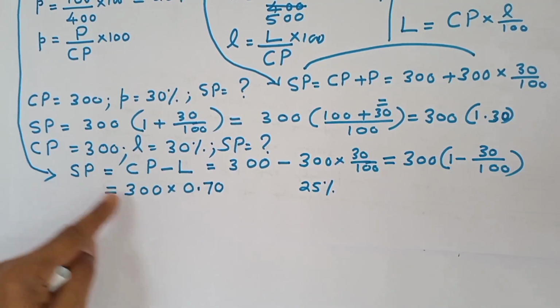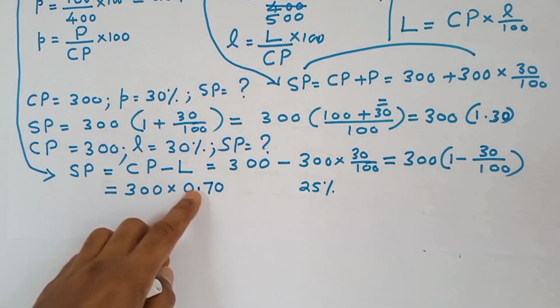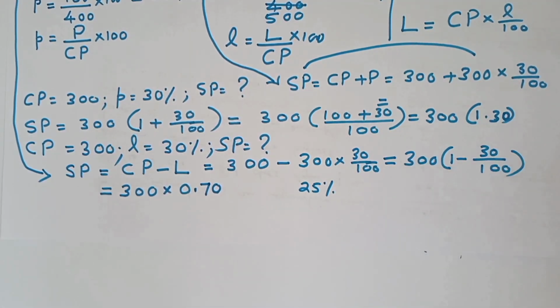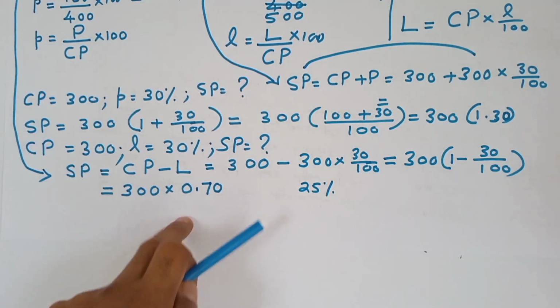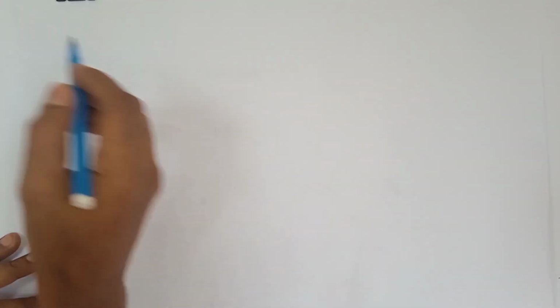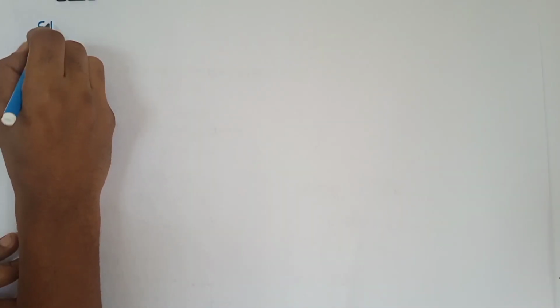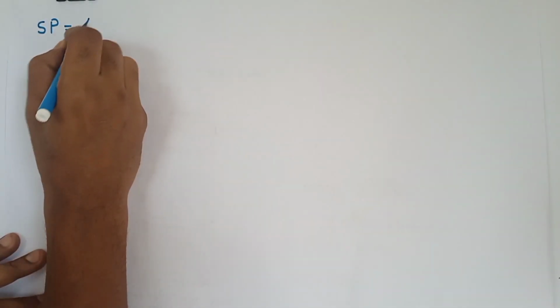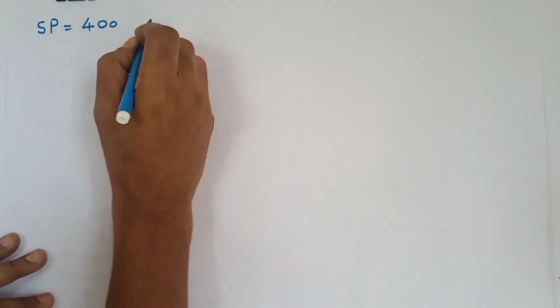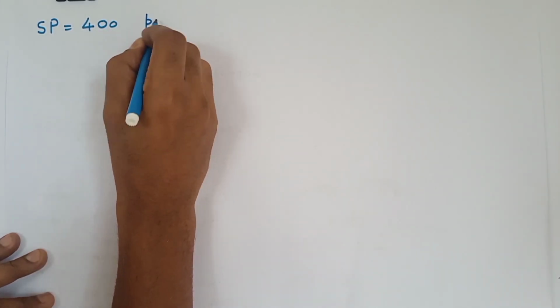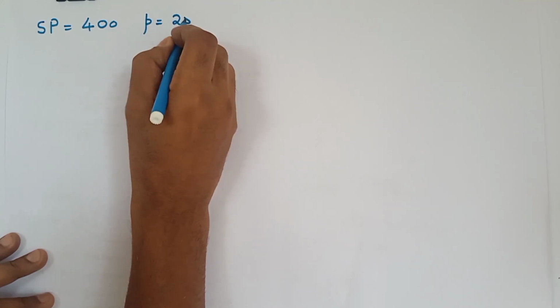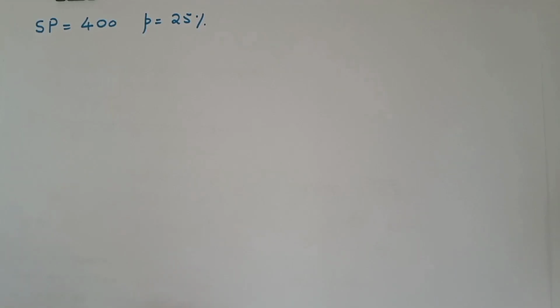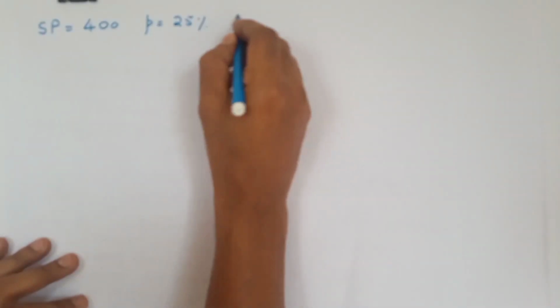To get SP, you multiply CP by a suitable number, and that suitable number is related to the profit or loss percentage given in the problem. Now let me show you how to find out CP from SP. For example, let SP be 400 rupees, profit percentage say 25. Now the question is about finding CP.